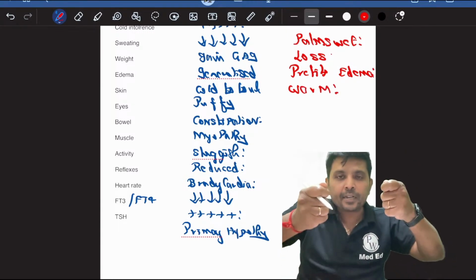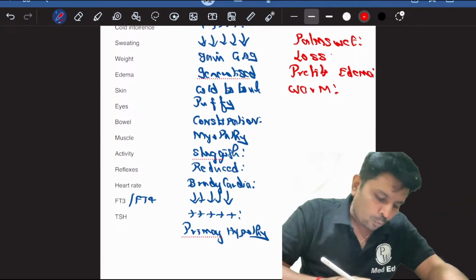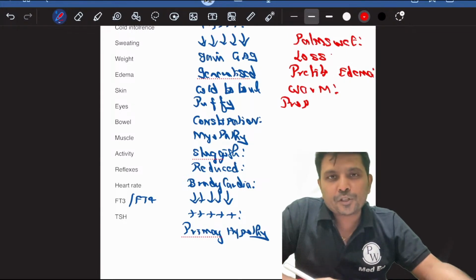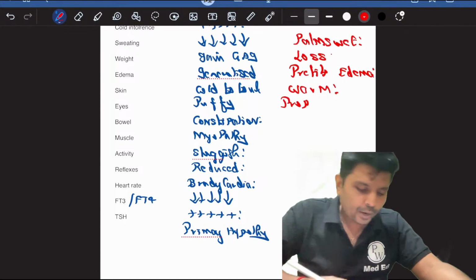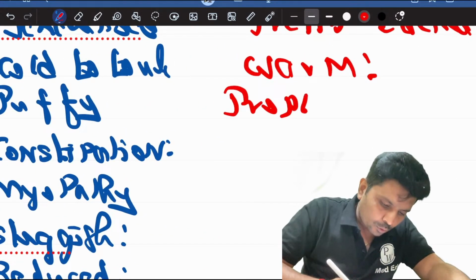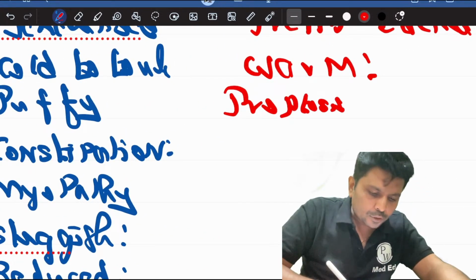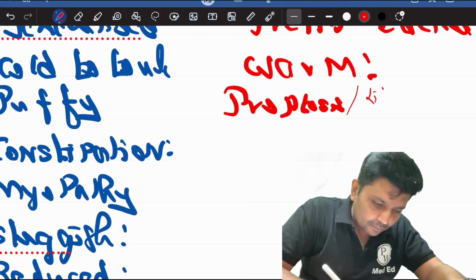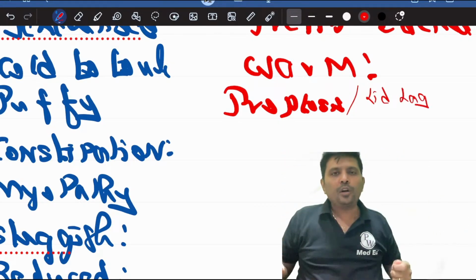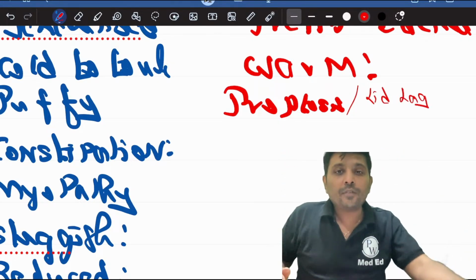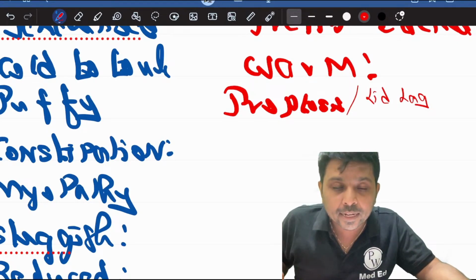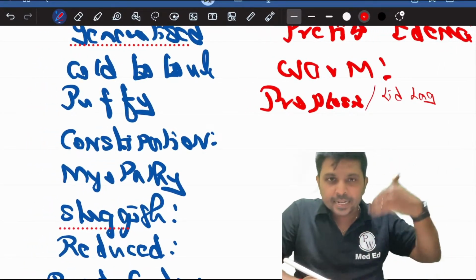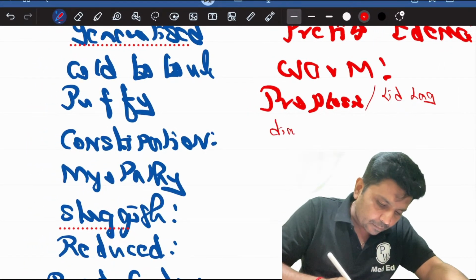Eyes, because of sympathetic overactivity, you have proptosis. Why do you have proptosis? Because of autoimmune deposition of connective tissues behind the orbit. So you have proptosis. Also, because of sympathetic activity, you have lid lag, because of the pull of the Muller's muscle by the sympathetic activity. So when you ask him to close his eyes, he will take some time to close his eyes, not suddenly. That is called lid lag. Bowel: here, increased bowel movement leading to diarrhea.